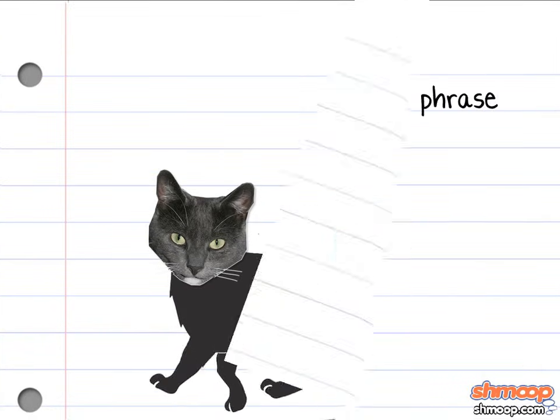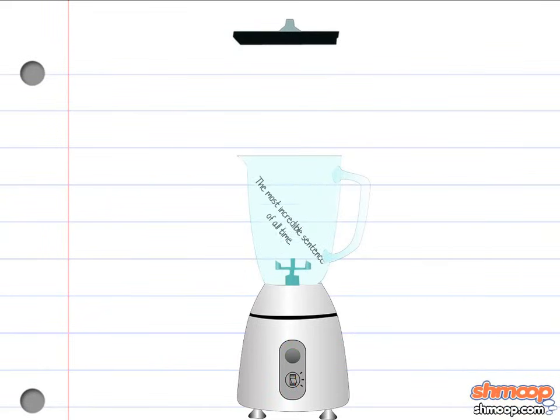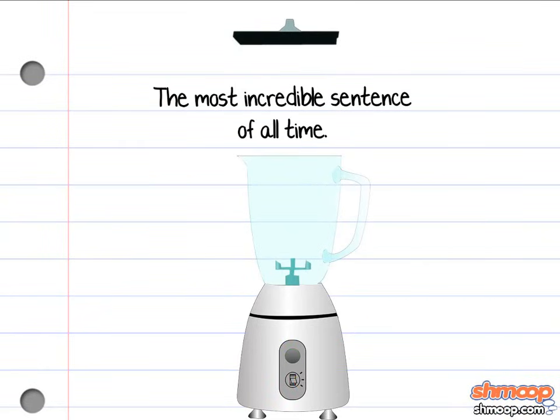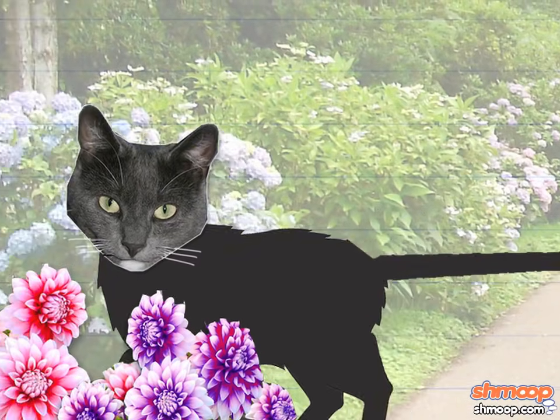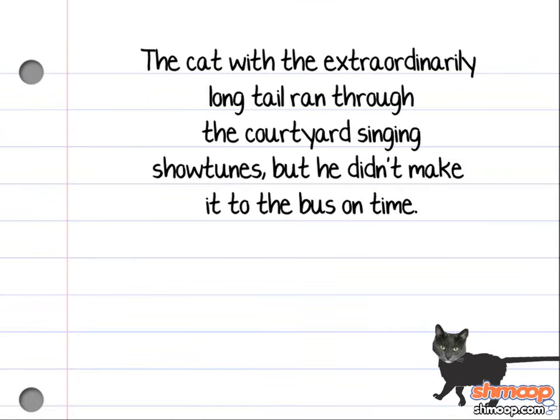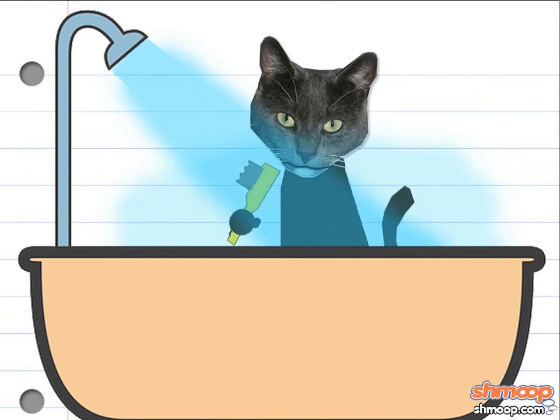We know what you're wondering. Can we put together all three of these phrases to make the most incredible sentence of all time? You betcha. "The cat with the extraordinarily long tail ran through the courtyard singing show tunes, but he didn't make it to the bus on time." Aww. Not only is this sentence insanely interesting, but it also contains a moral. Save your singing for the shower unless you want to be late for cat school.